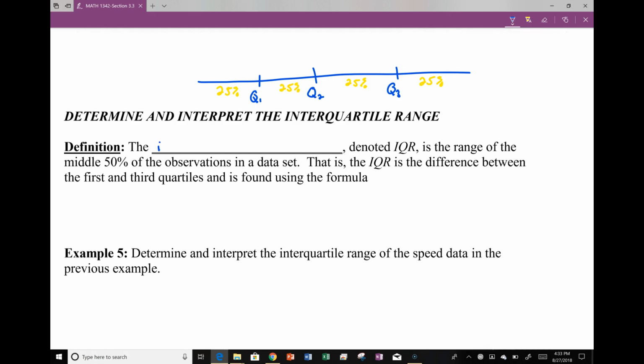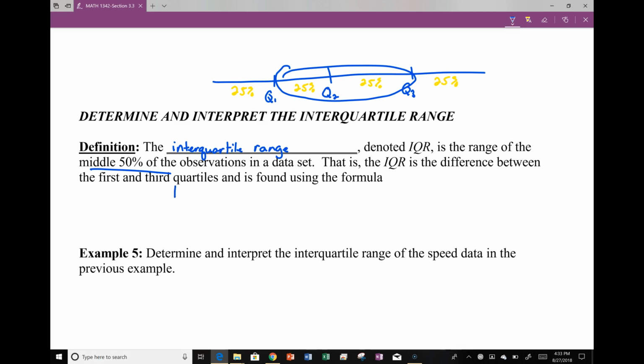That middle region is called the interquartile range. The interquartile range identifies the middle 50% of the observations. So that is looking at this area right in here. Well, interquartile range, IQR, is Q3 minus Q1. This is the formula that we use in order to calculate that middle 50%. We're taking the Q3 minus the Q1, and so we're looking at that range there.